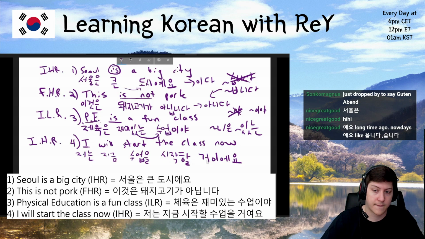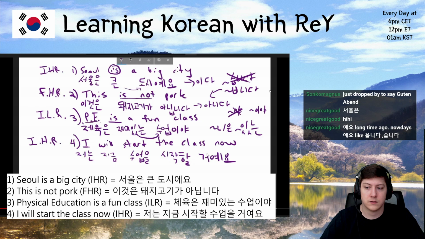But if you're doing that, the noun that ida is being attached to ends in a vowel. So you would want to finish this way, yayo, which is the same thing that we saw up here when I added yayo to doshi, because doshi ends in a vowel. And here, ko also ends in a vowel. So this whole sentence would read, 저는 지금 수업을 시작할 거예요.